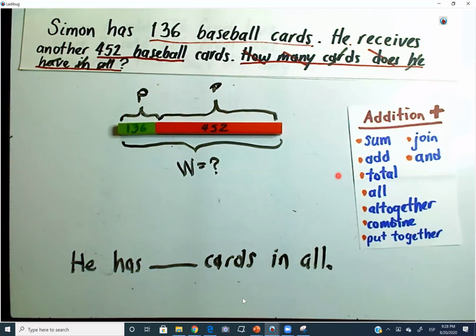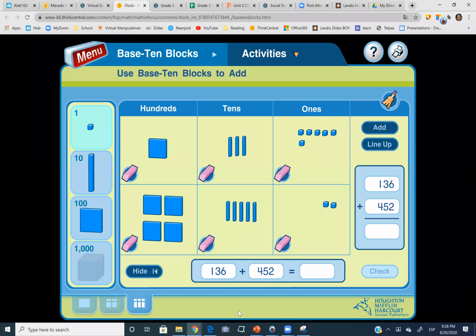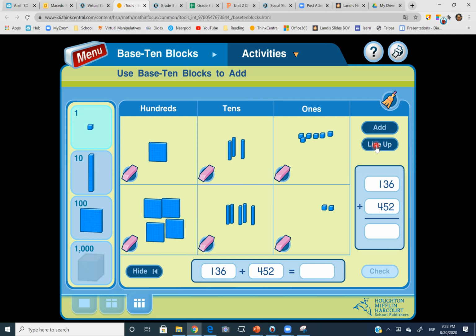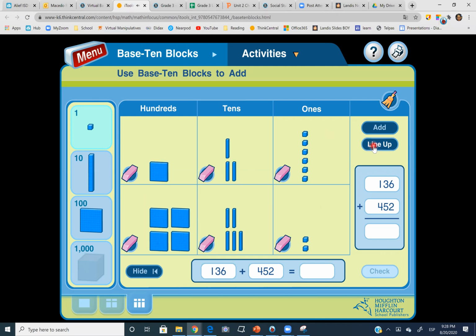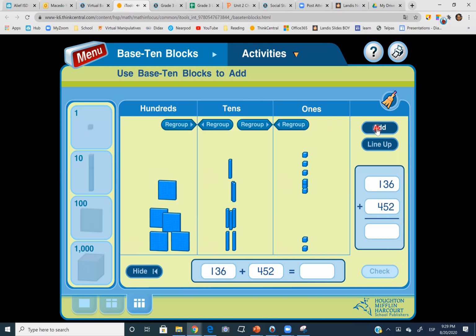Now, let's put that together in a place value chart. If you notice, we have here the 136 baseball cards Simon had at the beginning, and these are the 452 cards that he got later. Now, when we put them together, the first thing we're going to do is line them up, and then we're going to start combining them. So I'm going to add them, and that means we're going to put them all together.